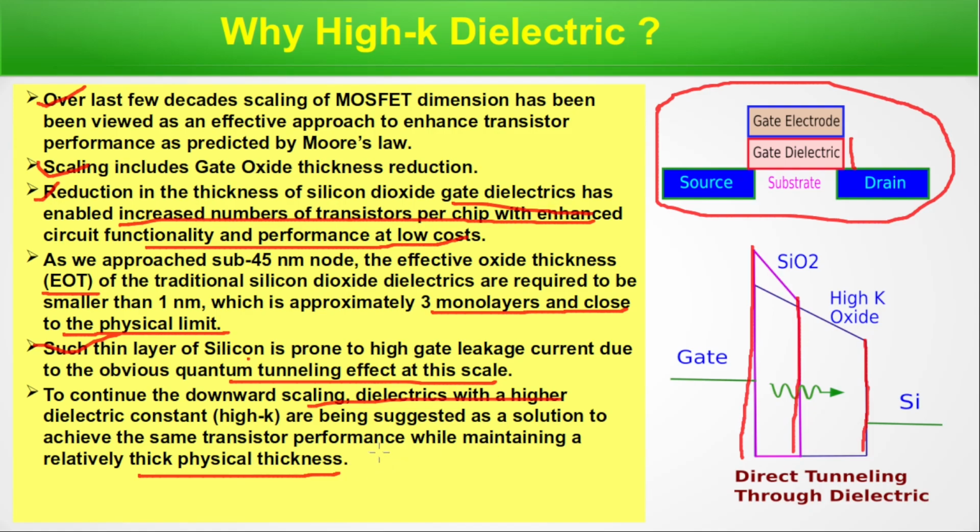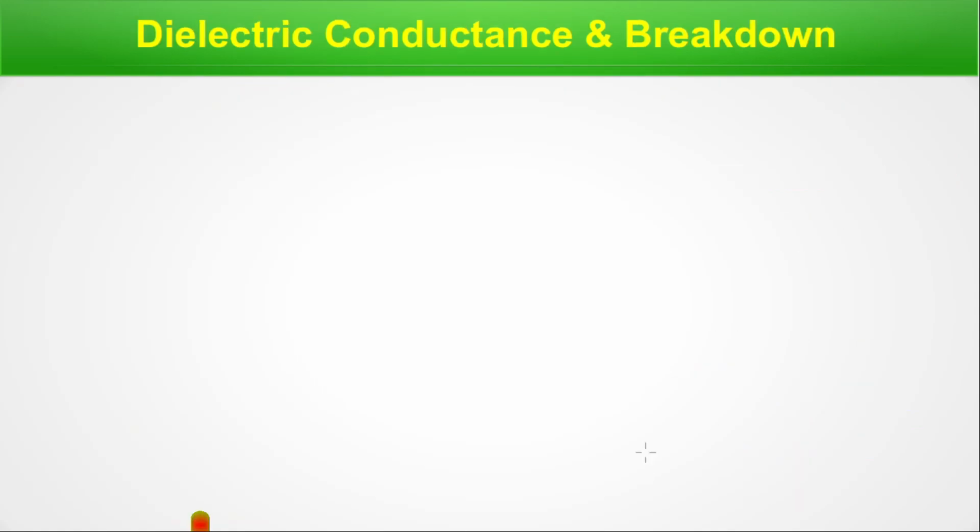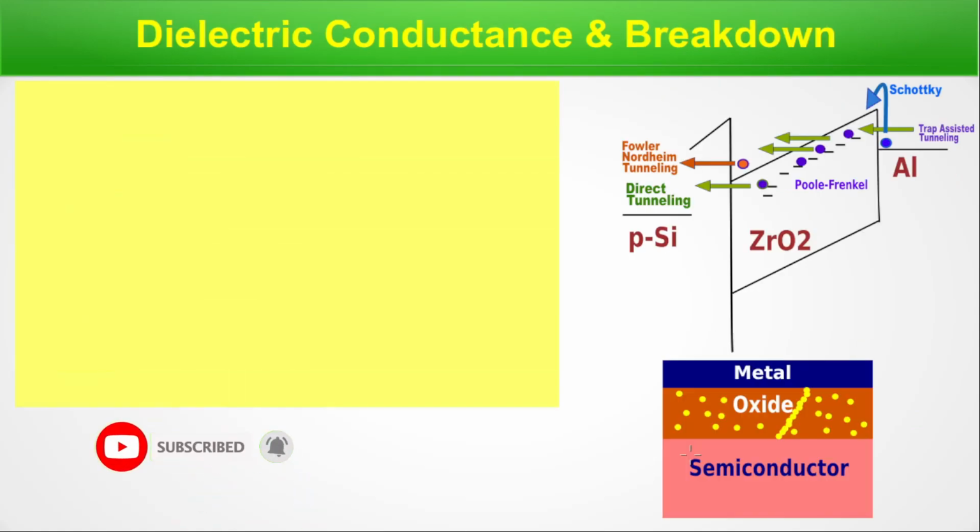We are done with this slide. Let's move to the next slide. Now, dielectric conductance and breakdown. Oxide means an insulator, a dielectric. So it's expected that there is zero conductance through it. Although it doesn't happen, tunneling happening means some level of current is flowing.